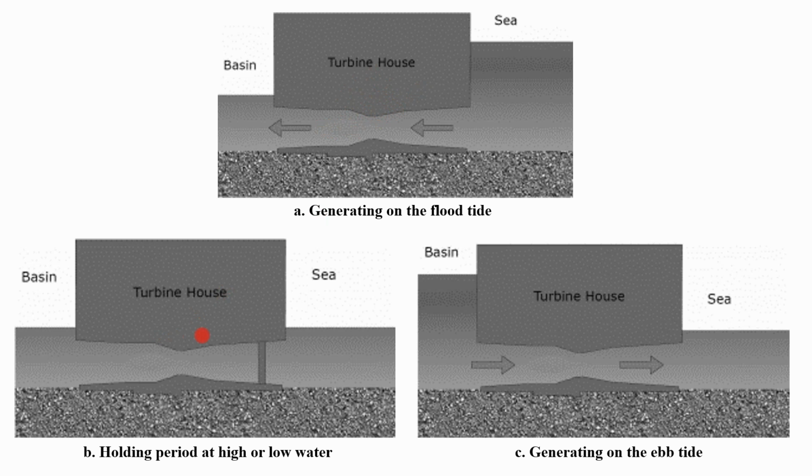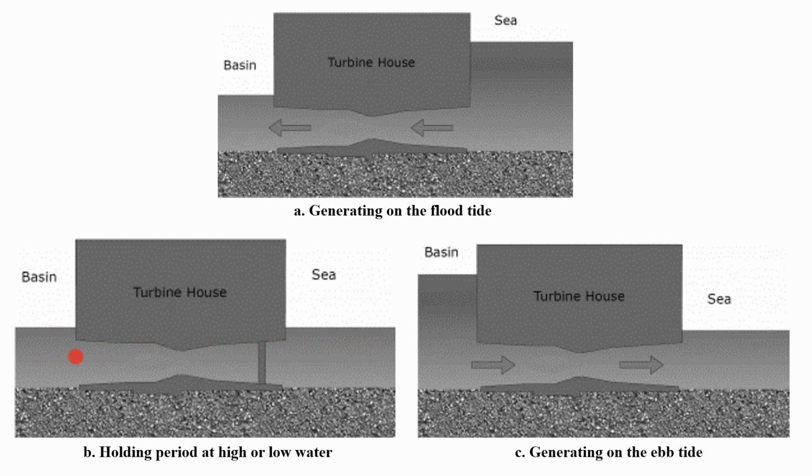Now the next type is the holding period. To achieve the holding period, we create a small sluice gate and we stop the water. So the water does not flow from one side to the other. The head of the water will be the same on both the basin side as well as the sea side.